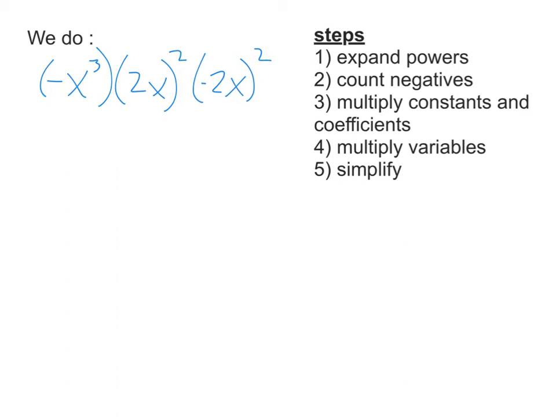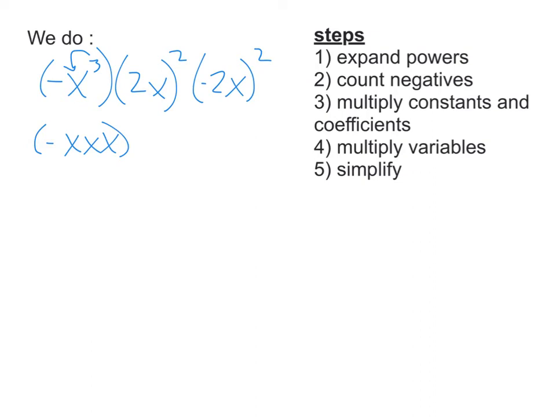So our very first step is to expand, and I see that I have powers. I have a 3, a 2, and a 2. So this very first one, that 3 is on the inside of the parentheses, so it's only with the x. So I'm going to put a negative in front, but since that 3 is only with the x, I'm just going to put one negative. And then I'm going to say x times x times x. 3 of those x's are being multiplied by each other.